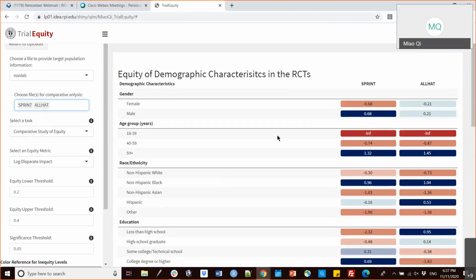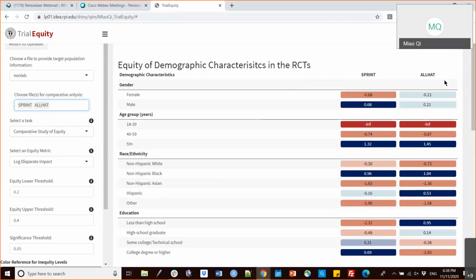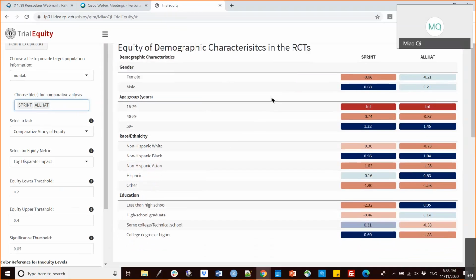So for example, here it's very clear that if the researcher only cares about the gender, by comparing the univariate on the gender of these 2 studies, we can see that OHAT is much better because the female and males are equitably represented, but in the SPRINT, the female is underrepresented.